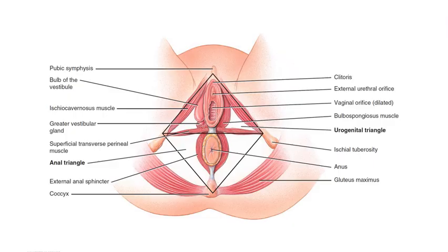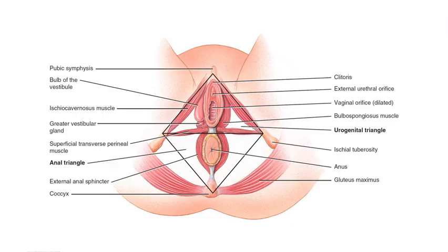open into the vestibule. Now, the bulb of the vestibule consists of two elongated masses of erectile tissue just deep to the labia on either side of the vaginal orifice. The bulb becomes engorged with blood during sexual arousal, narrowing the vaginal orifice and placing pressure on the penis during intercourse. So the bulb of the vestibule is similar to the corpus spongiosum and the bulb of the penis in males, having a similar response.